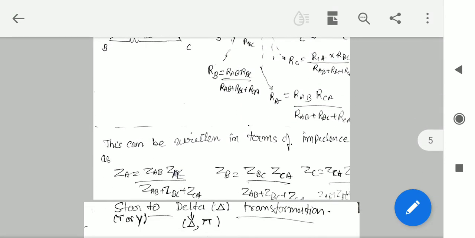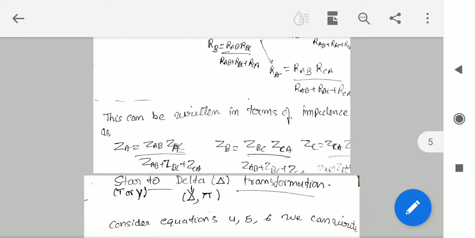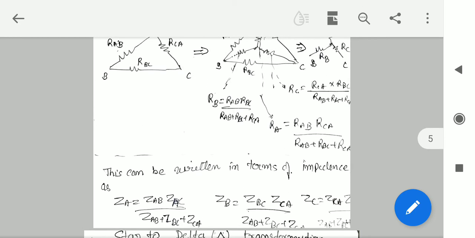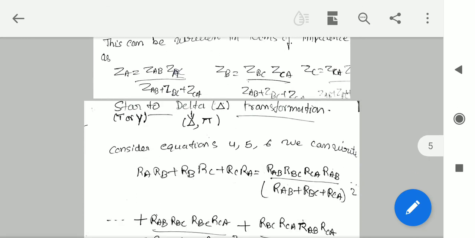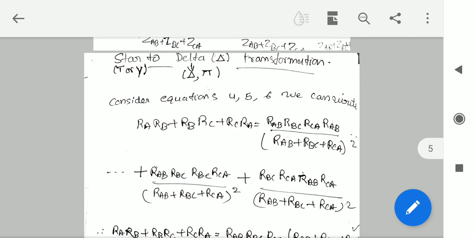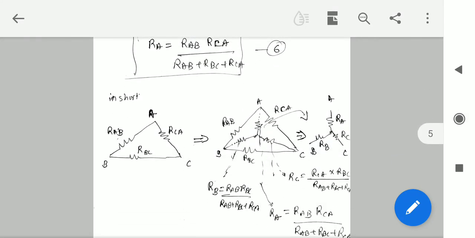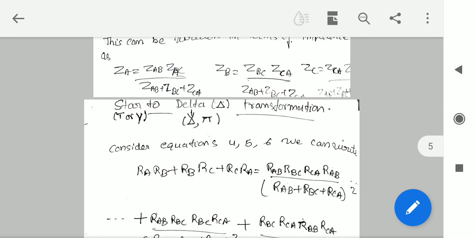Okay, so this can be written in terms of impedances. In order to write it in terms of impedances, replace R by Z. So what is Z here? Z can be an inductance, a capacitance, a resistance, or a combination of these things, instead of only a resistance. Now, up to now what we have done is convert a delta network into a star network. In some cases we have to convert a star network into a delta network.